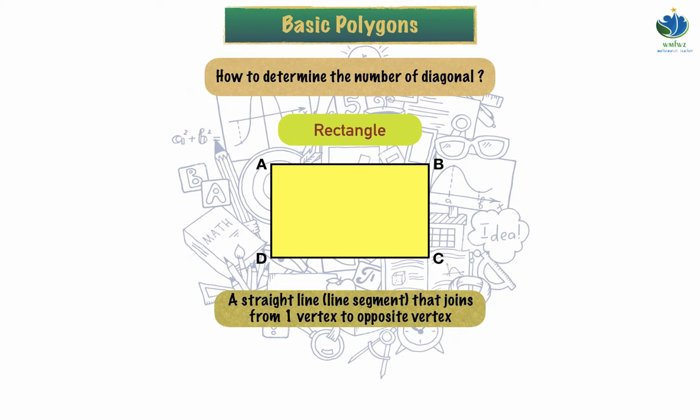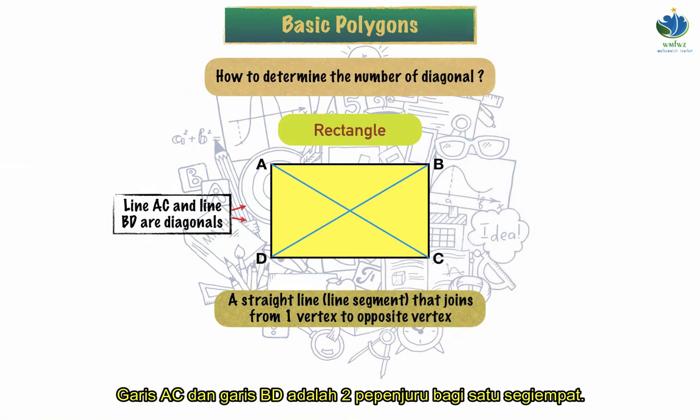As I said before, a diagonal is a straight line or line segment that joins one vertex to the opposite vertex. So here, as you can see, line AC is one diagonal, and line BD is another diagonal. So we can say that line AC and line BD are the 2 diagonals of the rectangle.